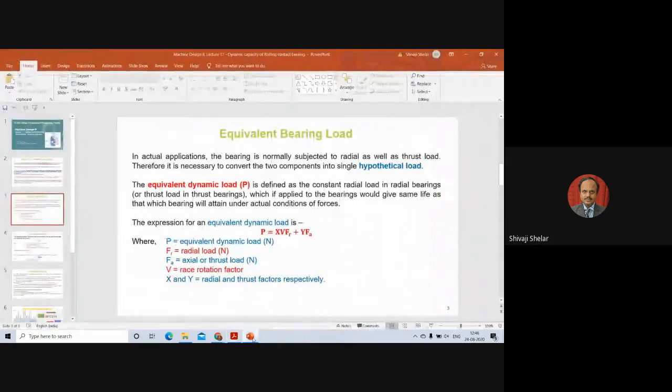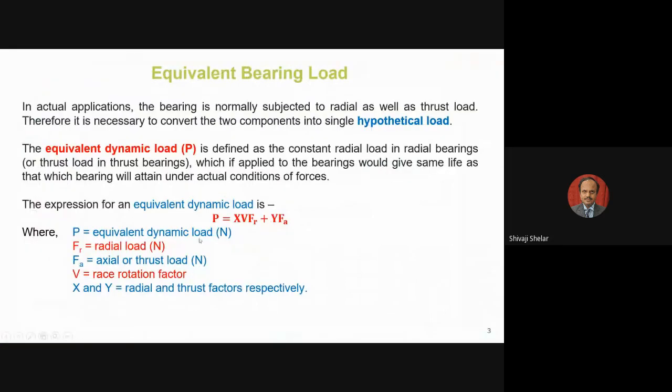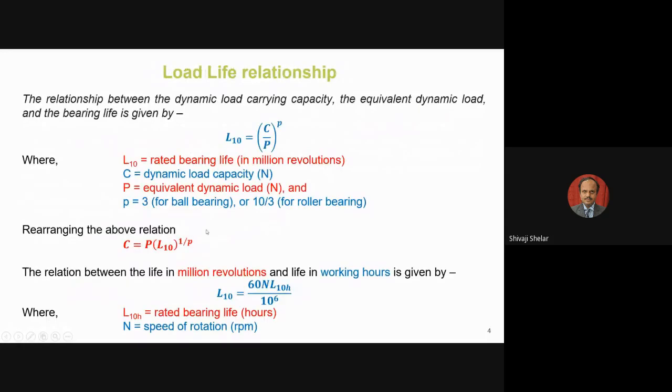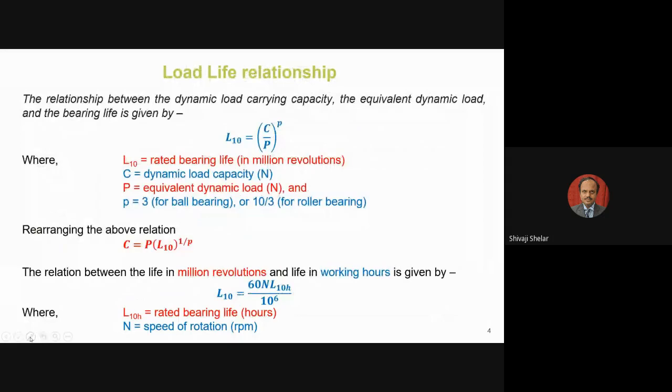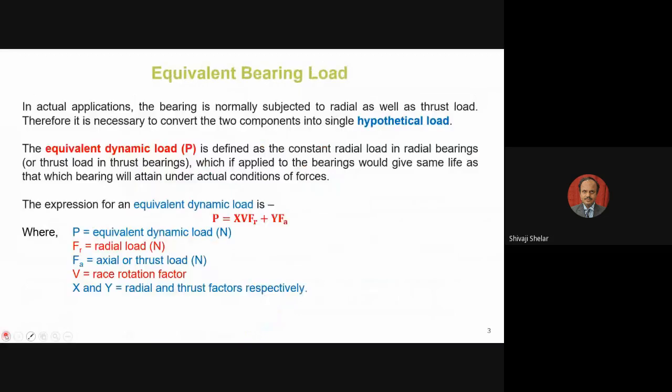So let's go back to the presentation again here. This X and Y will depend upon FR, FA. These X and Y factors depend upon FR and FA as per that table. Also depends upon the C naught. So C naught is not constant. It is the static load carrying capacity of that bearing. So if you change the bearing, then C naught also changes.